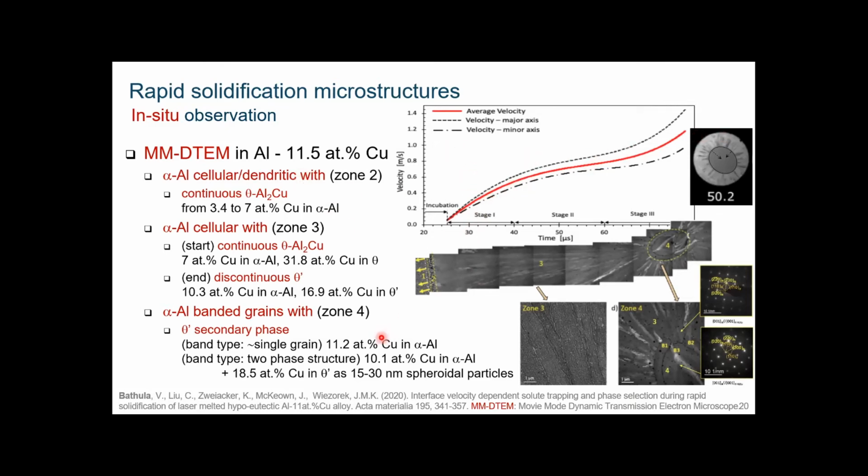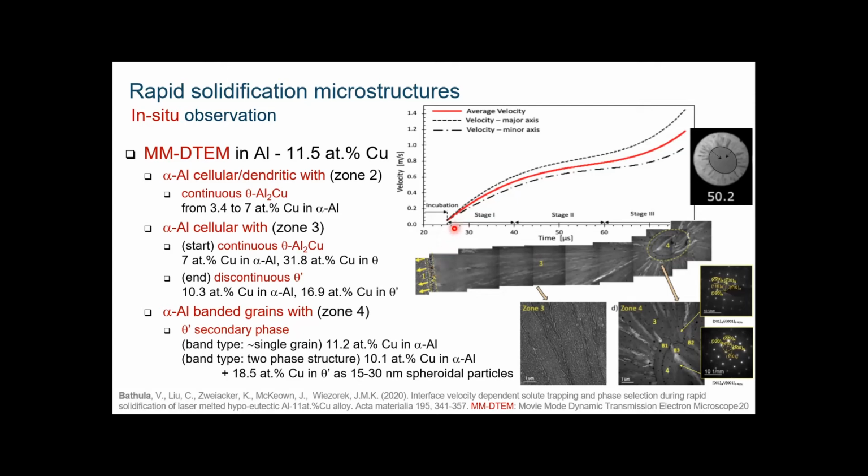And for that, the authors used a technique I don't know very well, but it's transmission electron microscopy, what we call the movie mode dynamic transmission electron microscope. So they can image here the boundary between the liquid and the growing structure. It is an elliptic shape, so they have a minor and a major axis. They can follow the velocity of the minor and major axes, and you see the average of the velocity in red going from almost 0 to 1.2 meters per second.